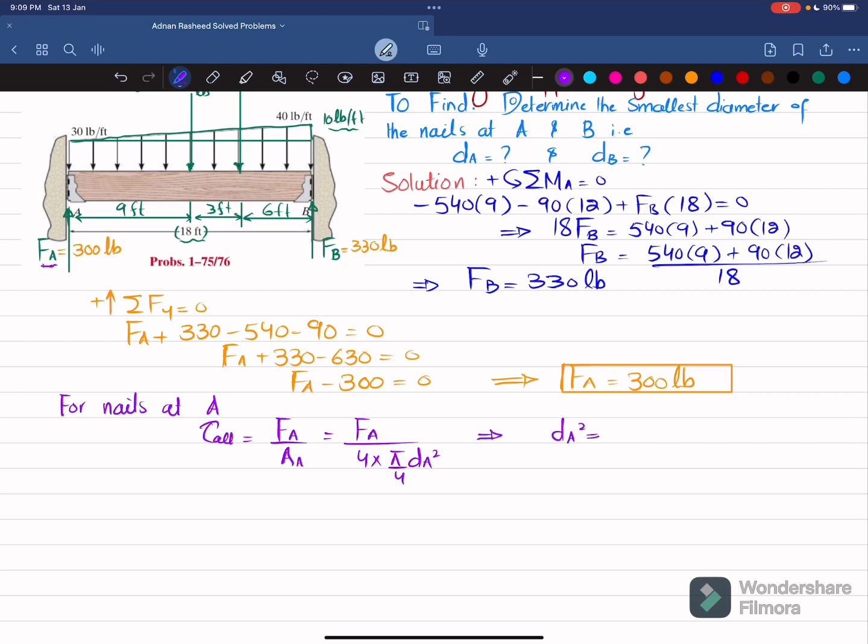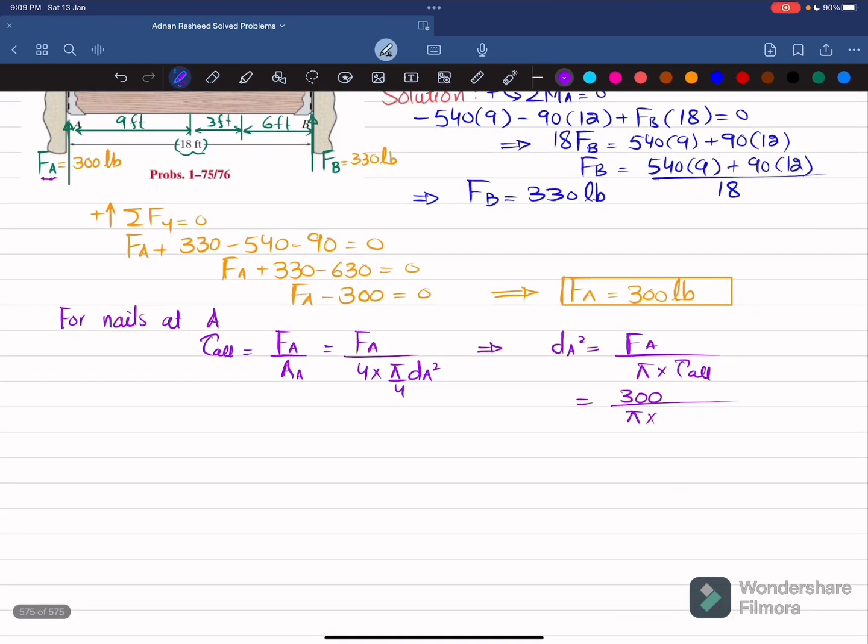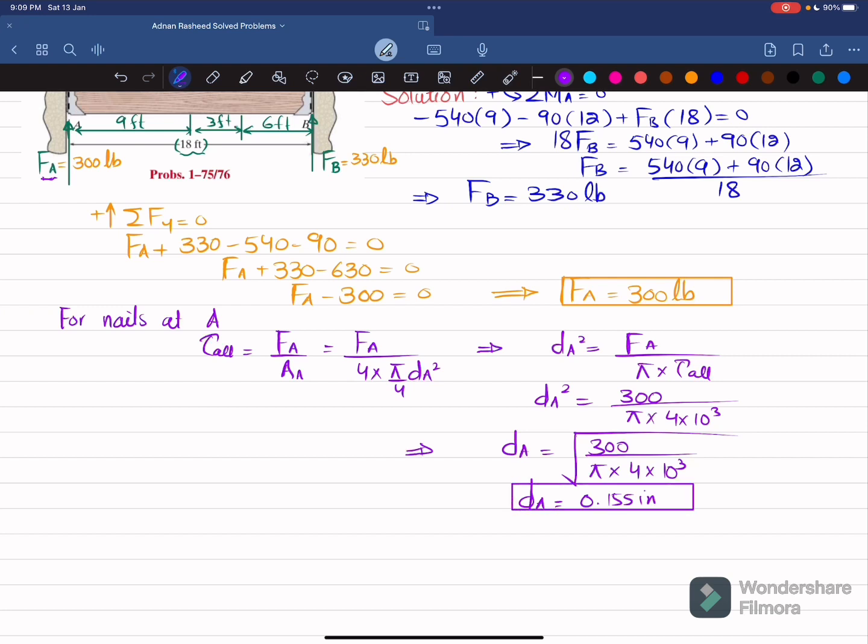So dA square will be equal to FA divided by pi into tau allowable. So you can put the value: 300 divided by pi multiplied by the allowable shearing stress, which is 4 ksi, so 4 into 10 raised to power 3. So from here dA will be equal to the square root of 300 divided by pi multiplied by 4 into 10 raised to power 3, and you will get the diameter of the nail at A equal to 0.155 inch. So this is the diameter of the nail at A.